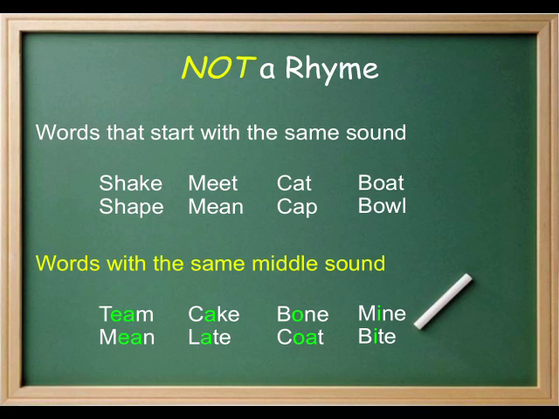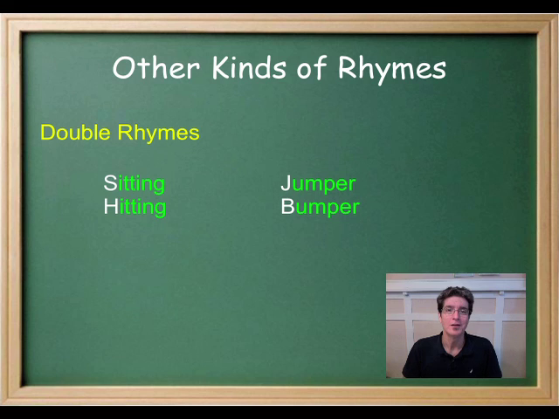Now there are other kinds of rhymes. Let me show you some kinds of rhymes. Besides simple one-syllable rhymes like cat and hat, there are also two-syllable rhymes, and these are called double rhymes. So for example, jumper and bumper are a double rhyme. Do you hear that? Umper, jumper, bumper. Sitting, hitting. Those are both double rhymes.